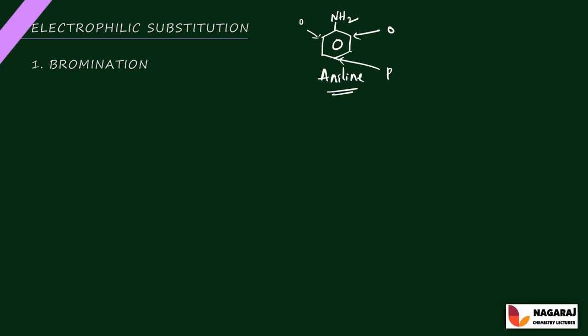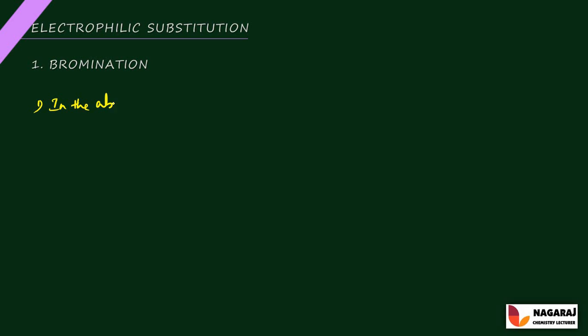Let us see how aniline undergoes electrophilic substitution reaction. First one is the bromination reaction, which has two chemical reactions. One is in the absence of catalyst, and the other is the controlled bromination of aniline. Let us see how to write the chemical reaction. First, in the absence of catalyst.